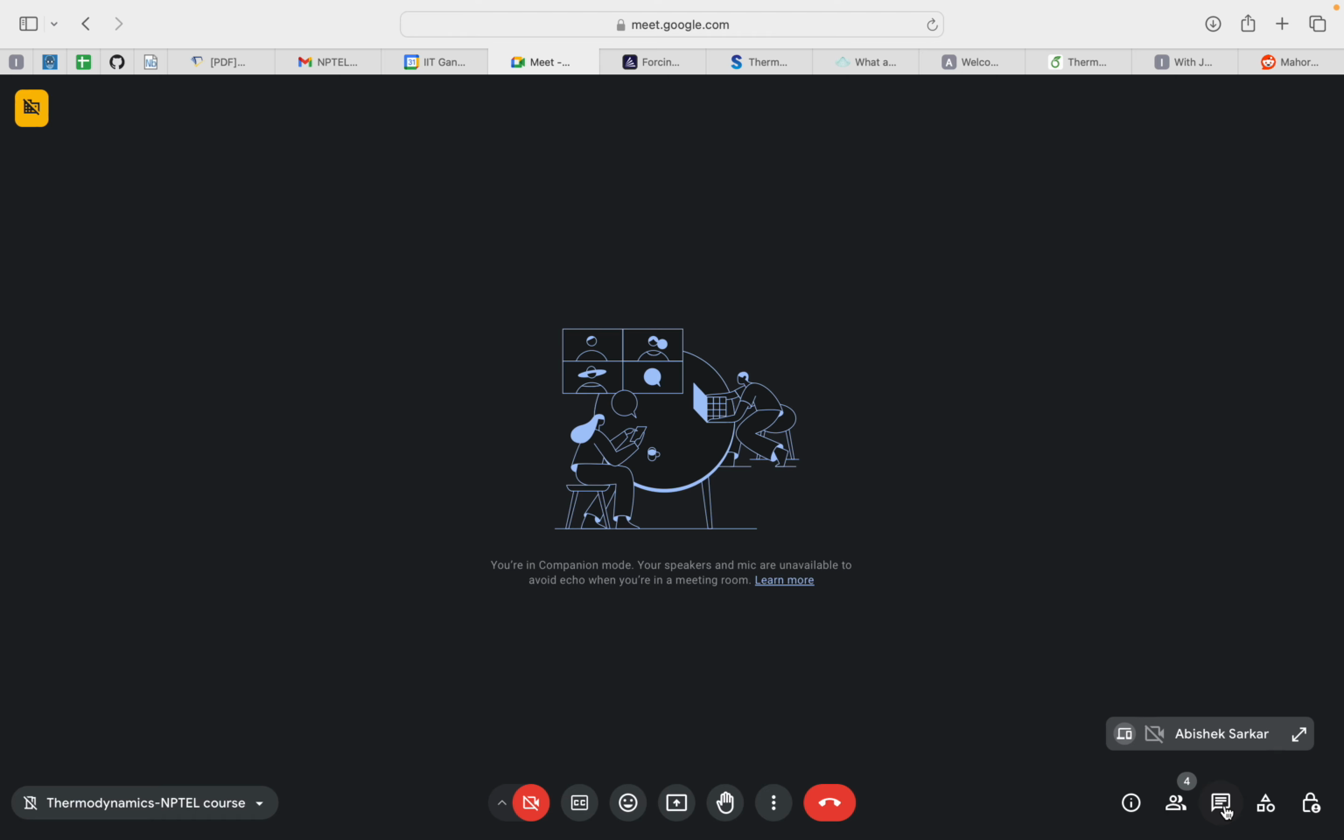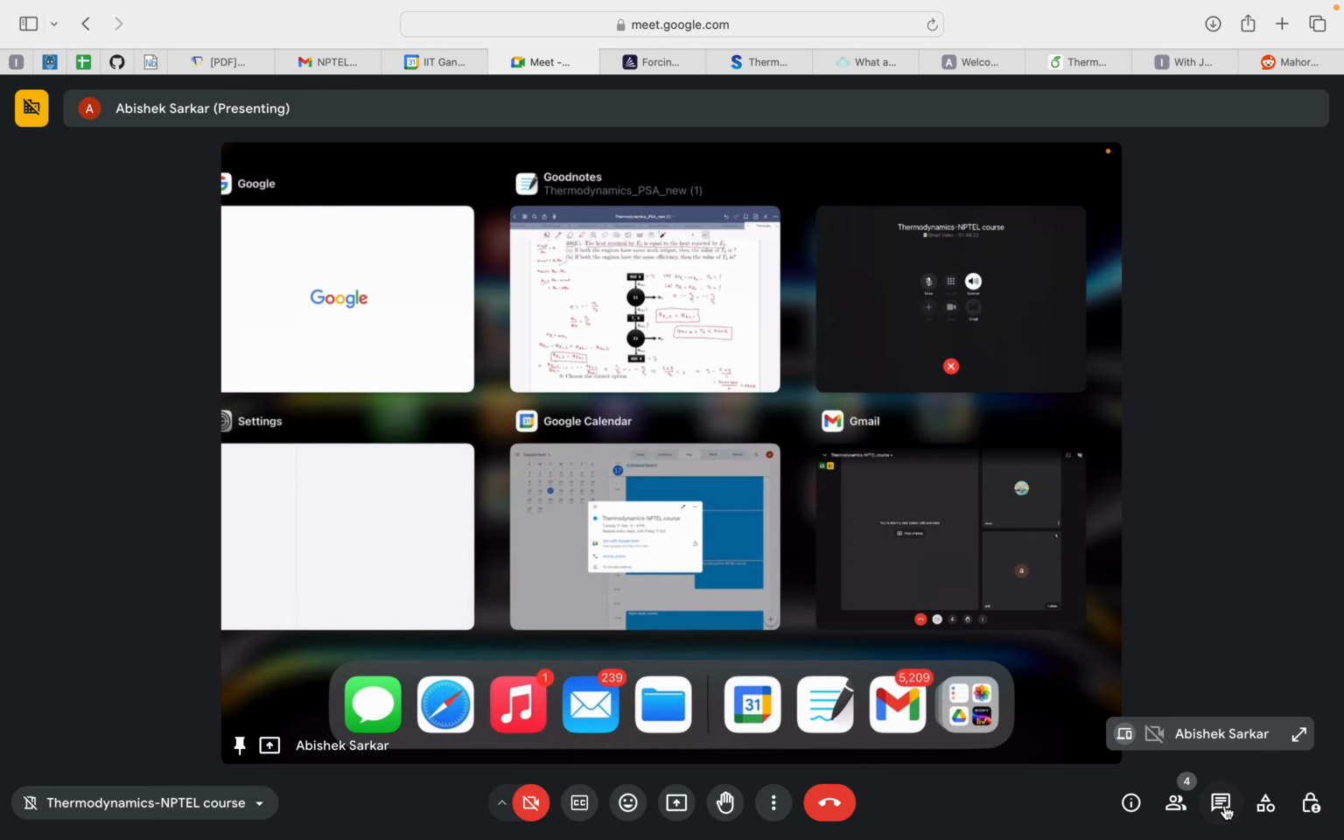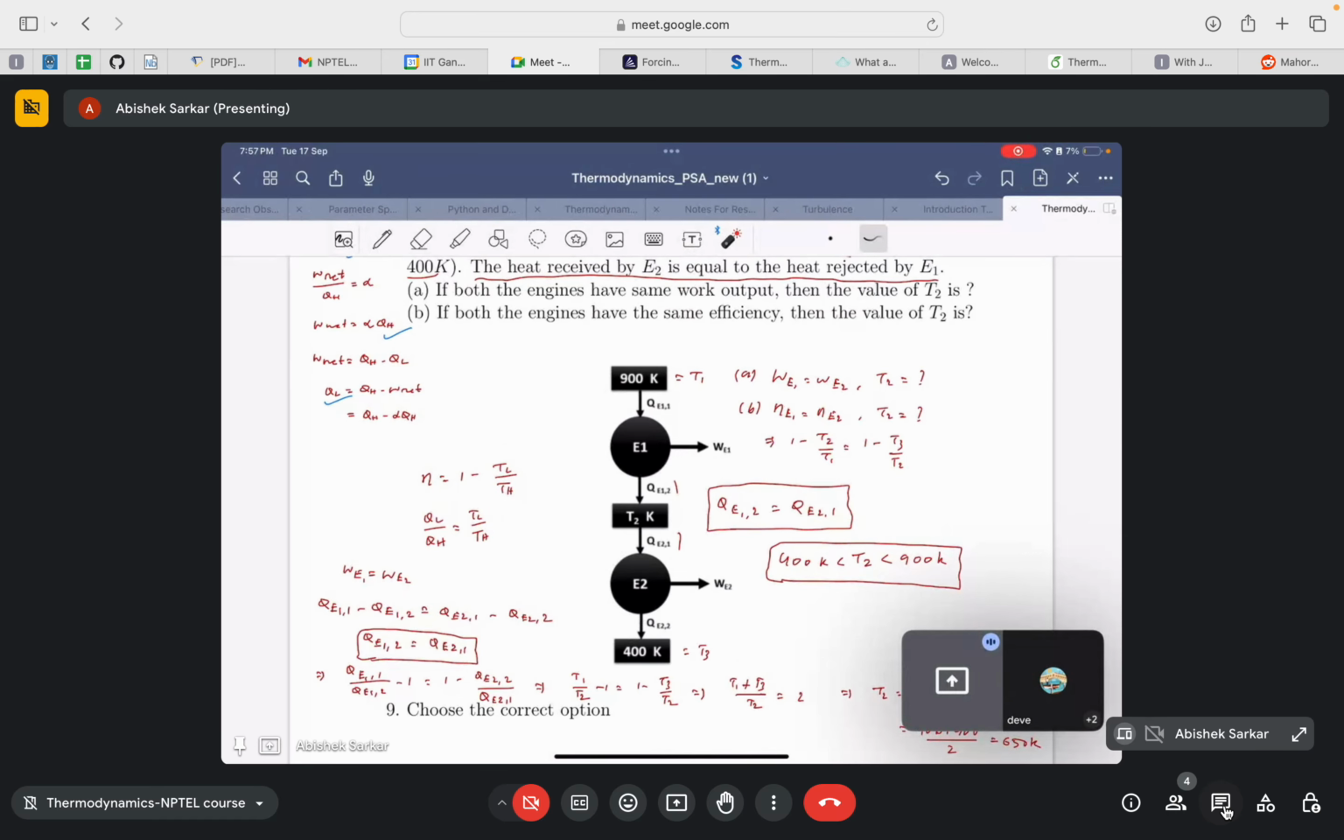Have you tried it out? 1 minus T2 by T1 equal to 1 minus T3 by T2. You need to find an expression for T2. Quite simple again, not that difficult.